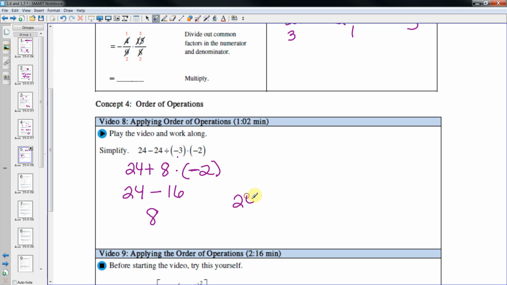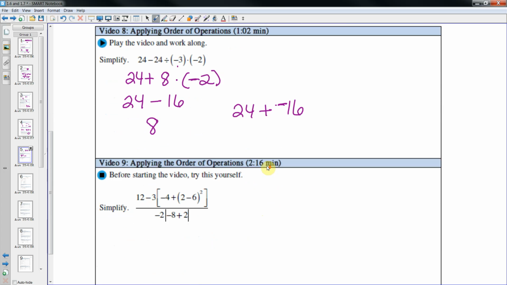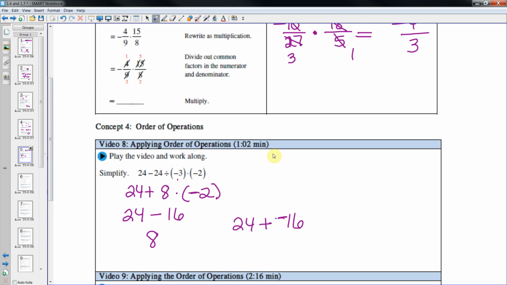We could have done it like this, 24 plus negative 16. That's how we were doing it in the last section. To subtract them, 24 minus 16 is 8. It's positive because 24 is larger. Alright, that is multiplication and division of real numbers.